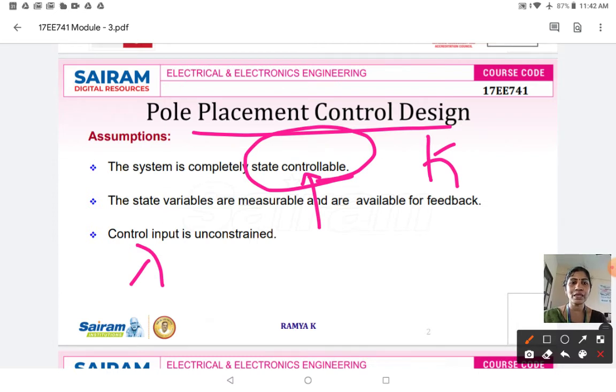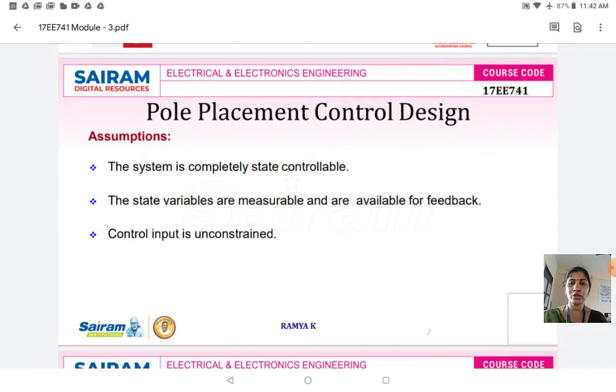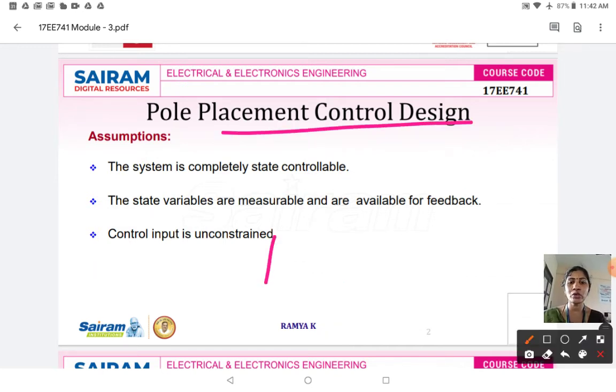Then by properly selecting your state feedback gain, it is possible for us to locate the closed loop poles at any desired location. So here the pole placement technique is your pole placement control design, right? This pole placement technique is similar to that of your root locus design. I guess you people have discussed root locus.